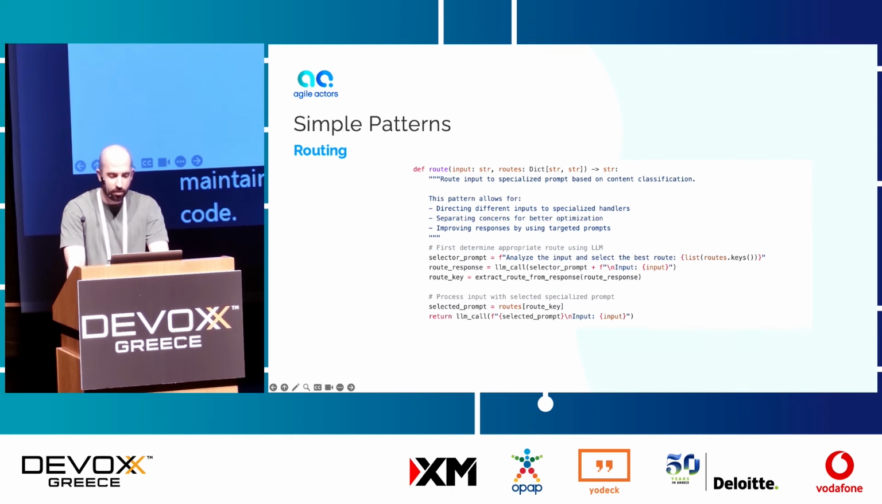And as you can see here, we have a route function. It takes an input and a dictionary, and the dictionary inside has the mapping of the route keys to the specialized prompts. So we use the LLM to analyze and classify the input, we extract it, and we then process the input with a selected specialized prompt.